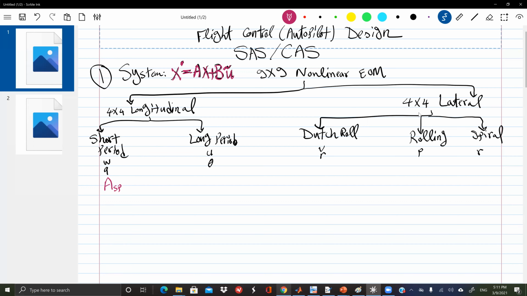So for each one of these, we really derived A and B matrices. We have an A matrix for the short period, an A matrix for the long period, A for the Dutch roll, and A for the rolling mode, I'm sorry. The A for the rolling mode is just a number, right? Because it's just a scalar, it's a one-state mode, the same for the spiral. So A here is the same as lambda, A here is the same as lambda, right?